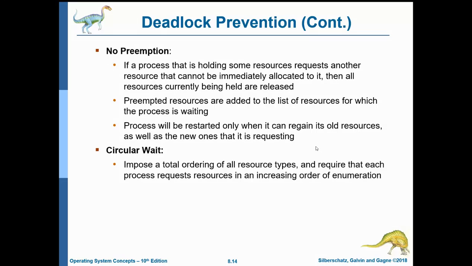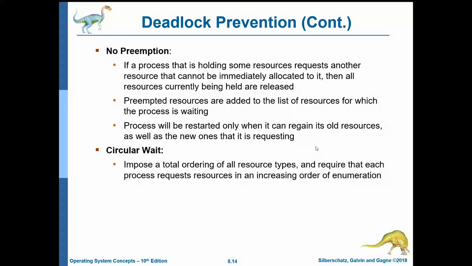Dia kena check dulu. So alternatively, if a process requests some resources, we have to first check whether they are available or not. If they are, then kita boleh allocate. Kalau dia tak available, kita kena check pula whether they are allocated to some other process that is waiting for additional resources. Then we preempt the desired resources from the waiting process and allocate them to the requesting process. If the resources are neither available nor held by a waiting process, the requesting process must wait.